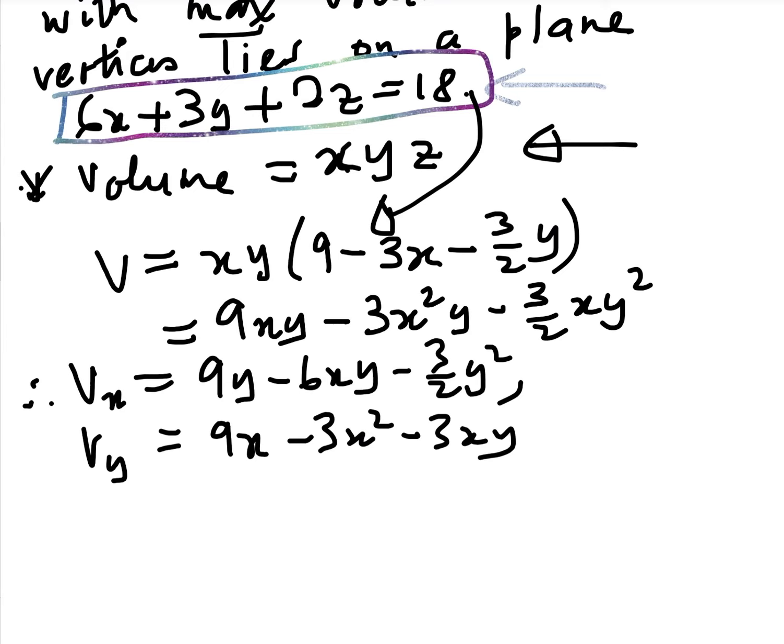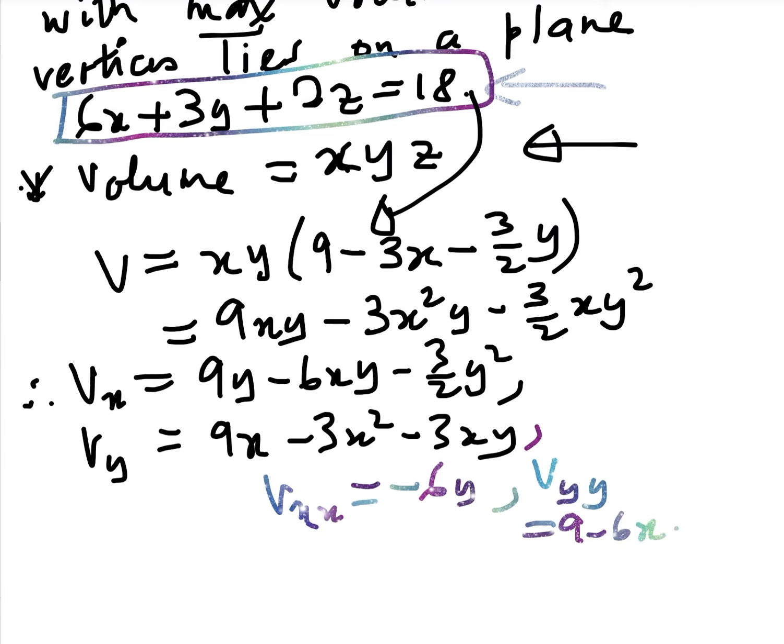At some point we're going to need Vxx. Differentiate the volume twice with respect to x, you get minus 6y. If you differentiate V twice with respect to y, you get something given by 9 minus 6x minus 3y.